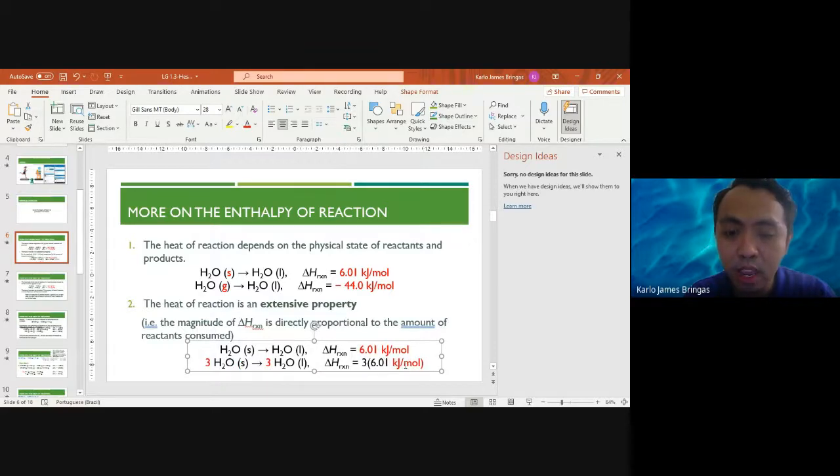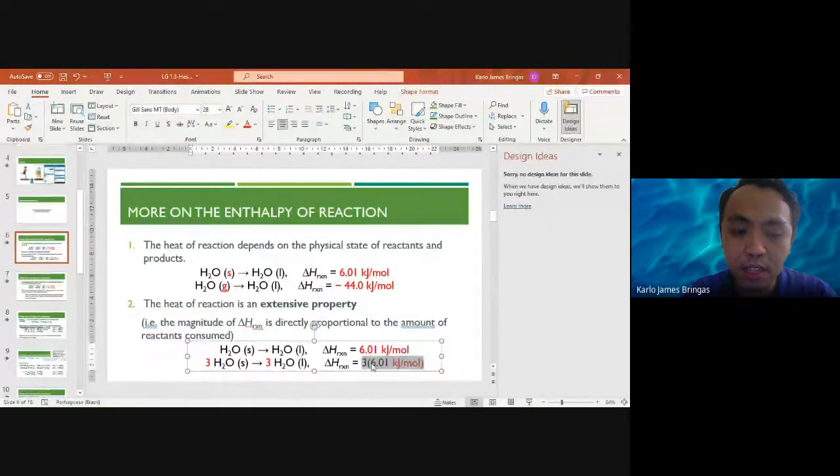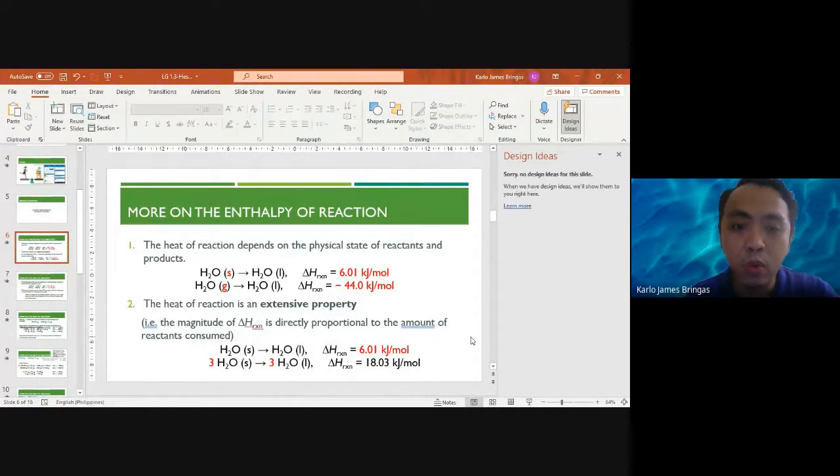So 3 times the 6.01 kilojoules per mole gives us 18.03 kilojoules per mole. So that goes to show that delta H reaction is definitely an extensive property. The more products and reactants that you have, the bigger the value of delta H reaction.